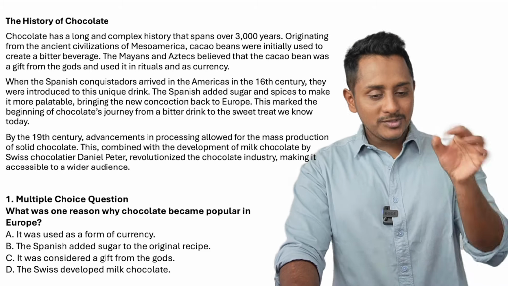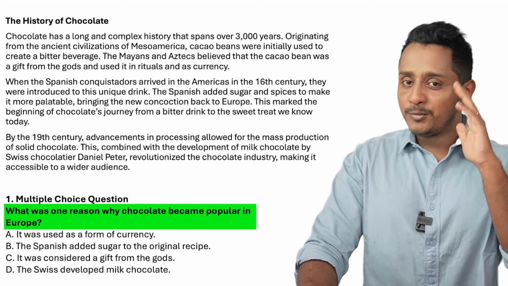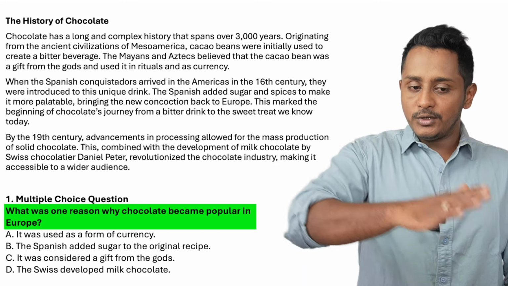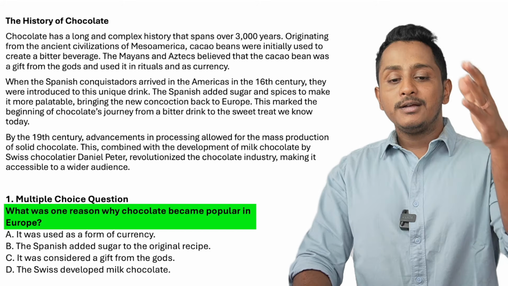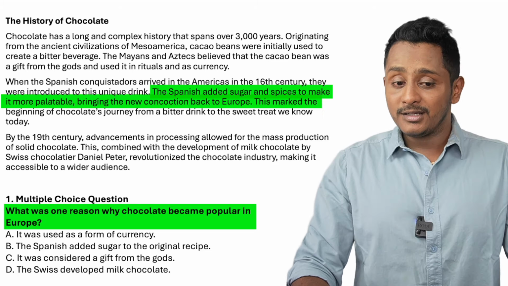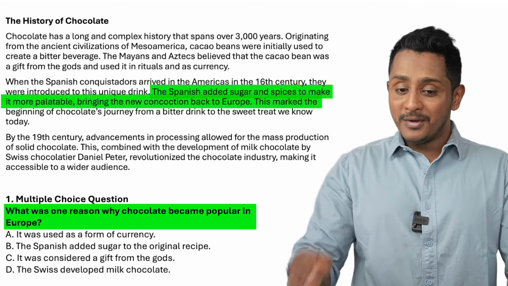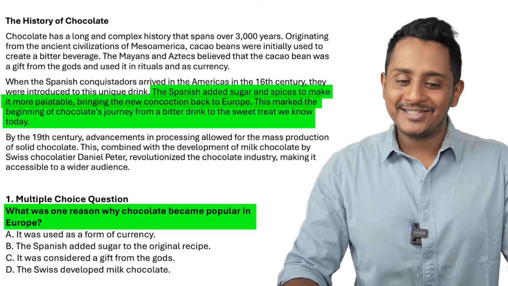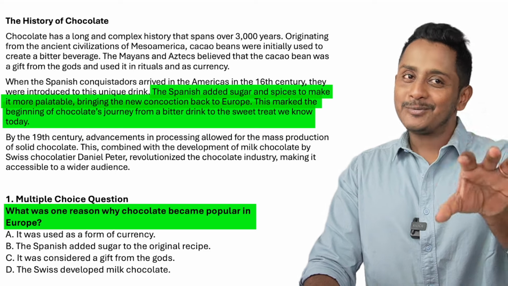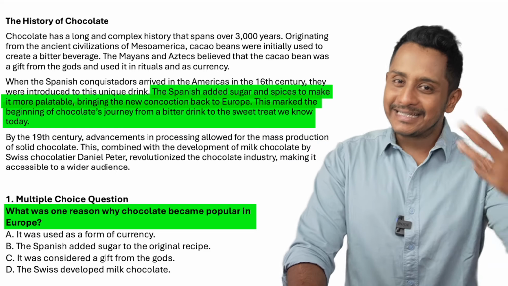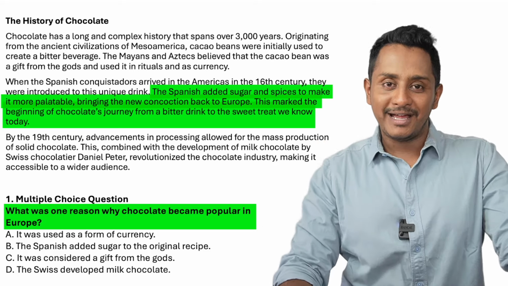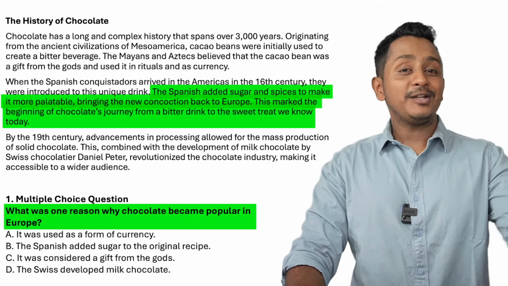The question is again, what was the one reason why chocolate became popular in Europe? When you read this, when the Spanish arrived in the Americas, read it faster. They were introduced to this unique drink. That's not the answer. Spanish added sugar and spices to make it more palatable, bringing the new concoction back to Europe. This marked the beginning of chocolate's journey from a bitter drink to the sweet treat we know today. I think this is the paragraph. So here it is clearly saying why it became popular, what made it come back, deriving its journey back to Europe.